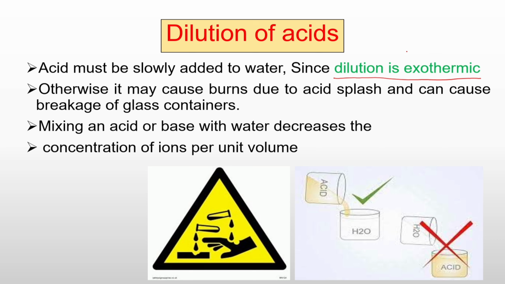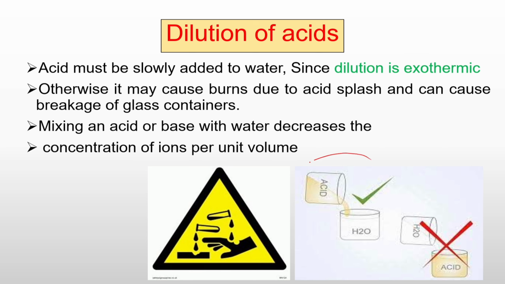Exo means it comes from exit. That means heat is released. Heat released. So whenever any acid is diluted, a lot of heat gets released. So the beaker or any vessel that we are using gets hot because the temperature rises so much. So the thing is, mixing an acid or base with water decreases the concentration of ions per unit volume, and that is why we call it dilution.